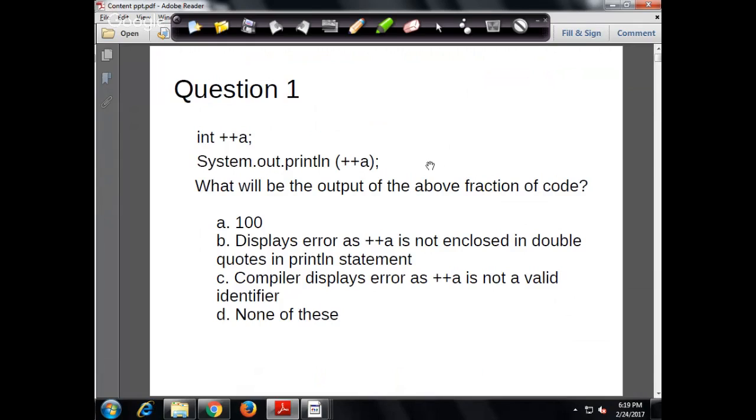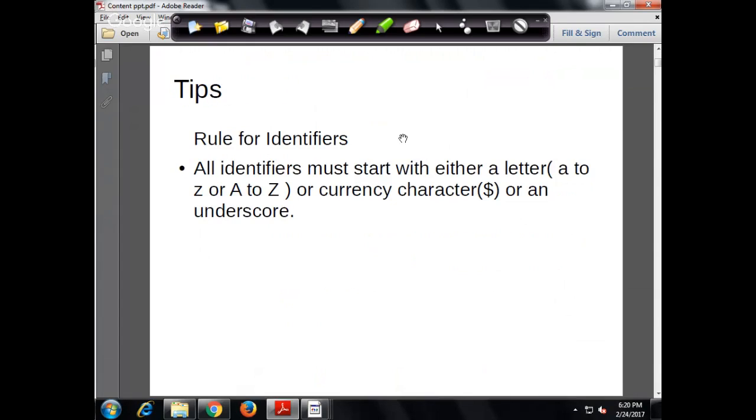Okay, so let me just show you. I see Pramod writing yes, so I think you can see the screen. So I've displayed the question here. Now let me show you the tip that you can use to solve this particular question. Okay, so I'm going to the next screen. So here's the tip. It's a rule for identifiers. Identifiers are like variables.